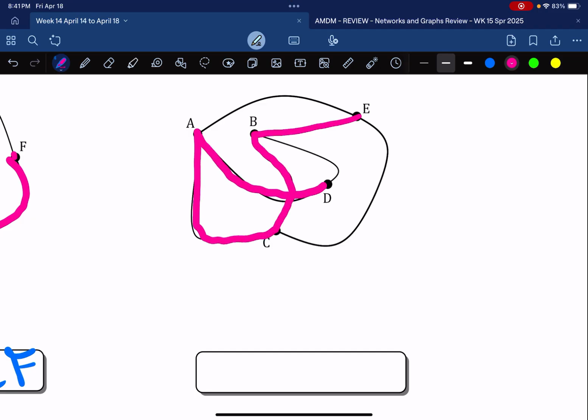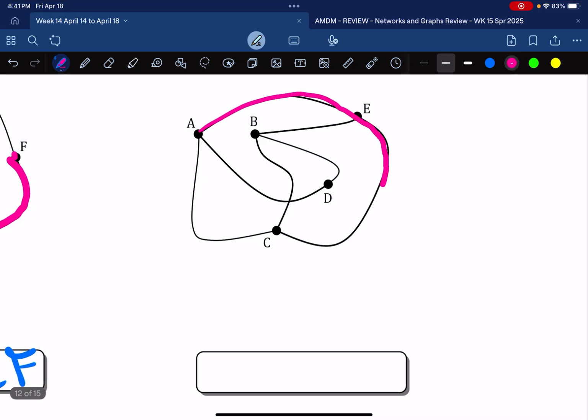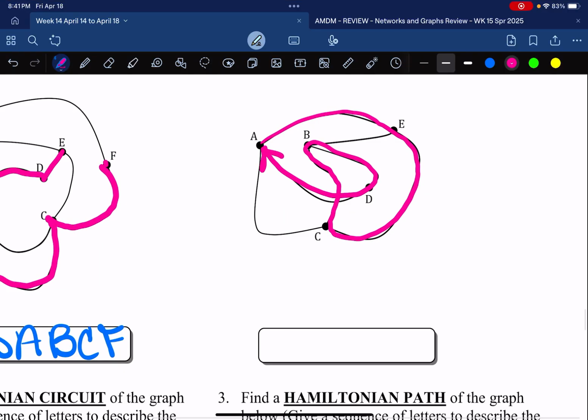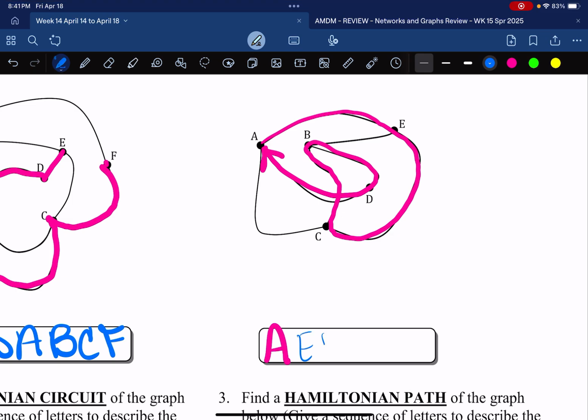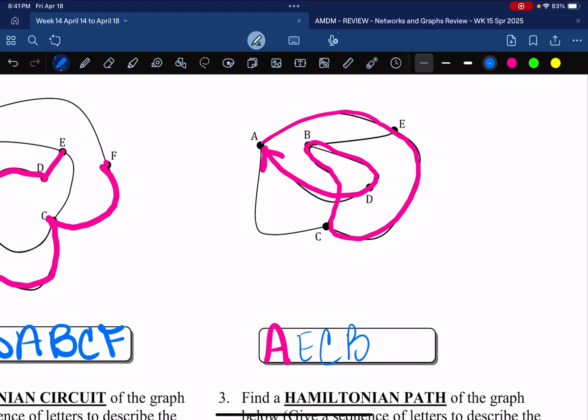Can we cross lines? Yes. But did that work? No. But the thing is, I know this is a circuit. So let's just go ahead and do that again. So sometimes you see we will have to do it more than once and check. Don't just trust your first instinct and go with that. So I went from A to E to D, to C to B to D, then back to A.